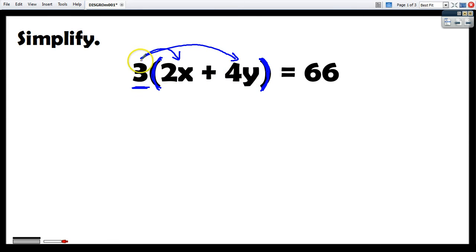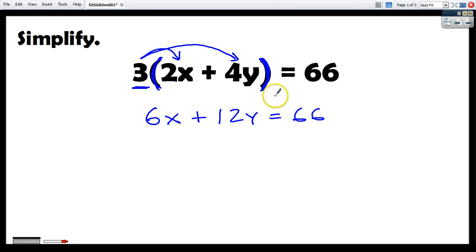So in this case, 3 bags, each with 2x in them. Well, 2x and then another 2x and another 2x, or 3 times 2x, is 6x. Plus, once again, those same 3 bags, but each bag containing 4y: 3 times 4y would be 12y. And then this side of the equation we don't concern ourselves with.